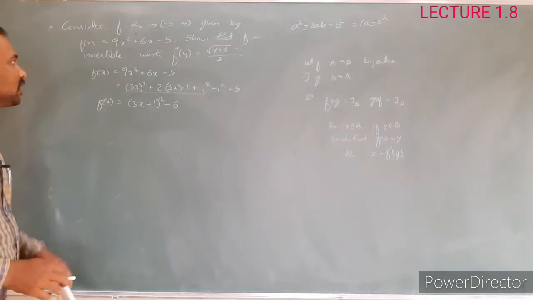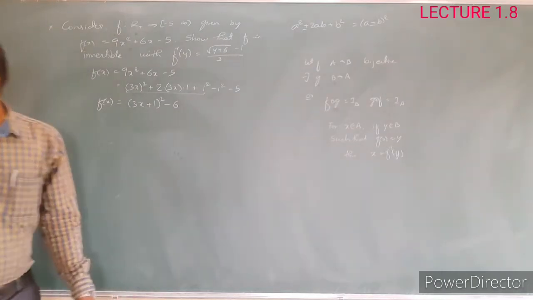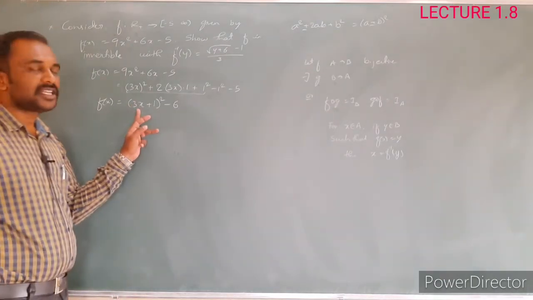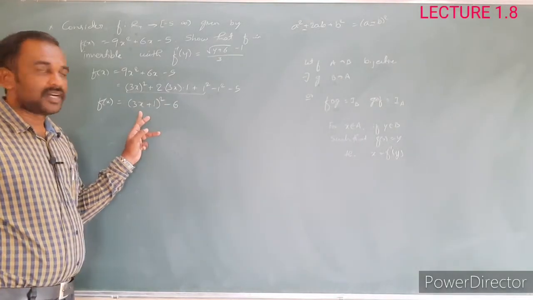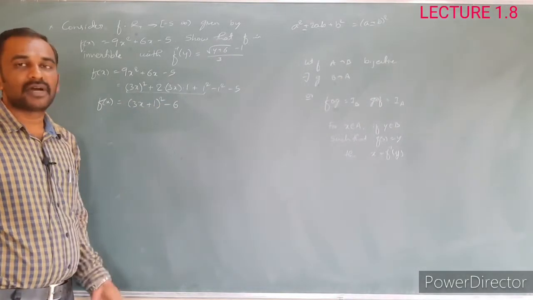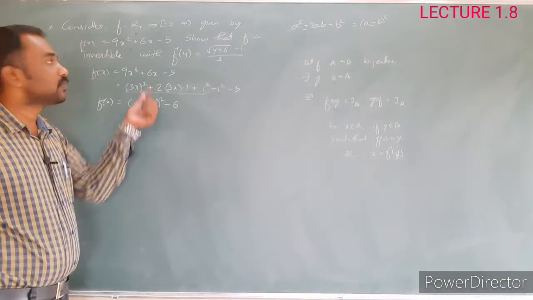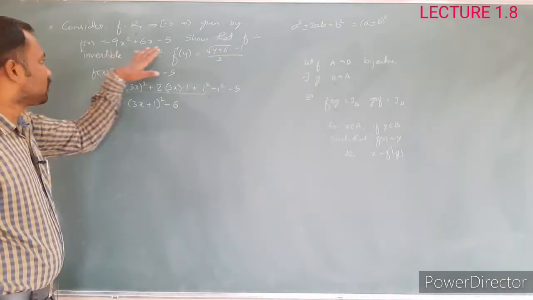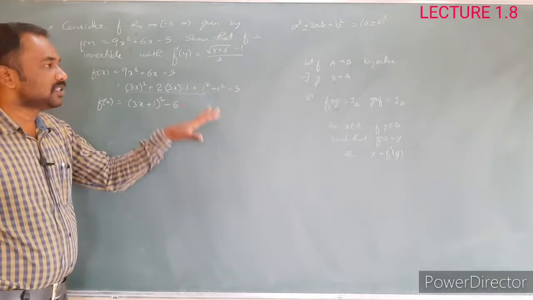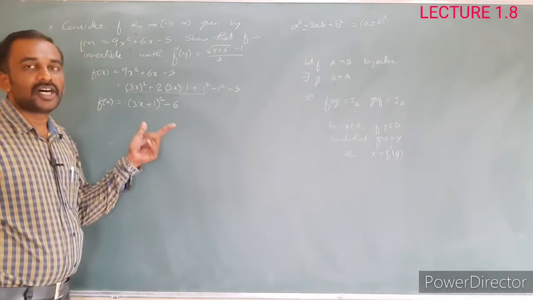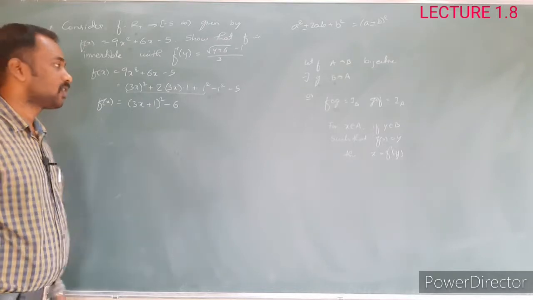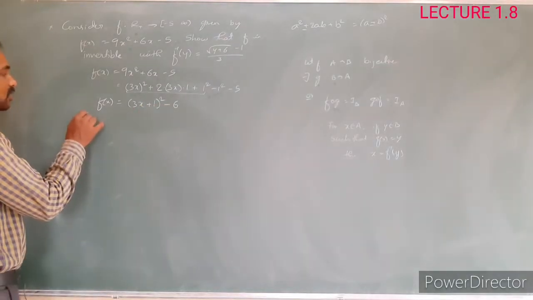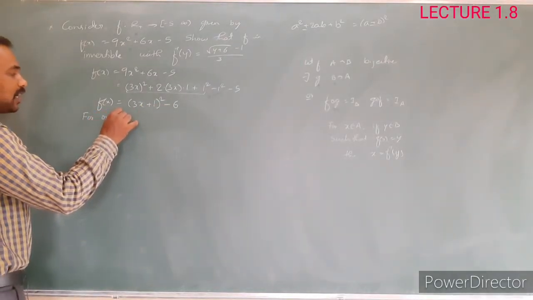The given function f of x, 9x square plus 6x minus 5, I have rewritten in the perfect square way, that is (3x plus 1) whole square minus 6. If we expand this, we will get the previous result. So remember that whenever a quadratic equation is given, for proving one-one and onto, it is better to write it by making a perfect square, hint. Okay, now let us proceed to prove that f is one-one and onto.